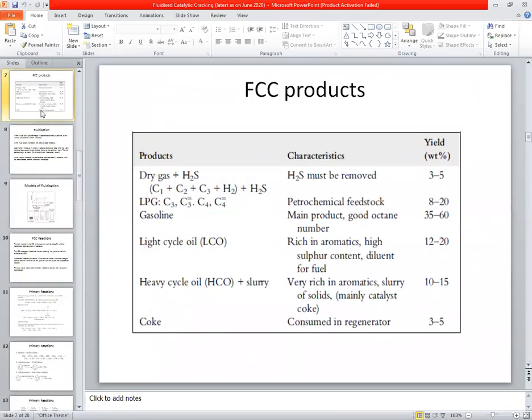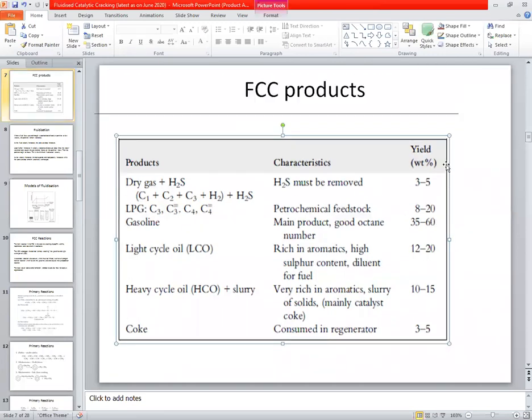Then this is the product properties. As you know, from FCC we are getting LPG, mainly gasoline. See, the gasoline yield is up to 60%. Gasoline is the main product from the FCC, and you know that gasoline is a high value product. But vacuum residue or VGO or residue from atmosphere is a very low value product. Bitumen and pitch is very low. Gasoline, yes, very high.